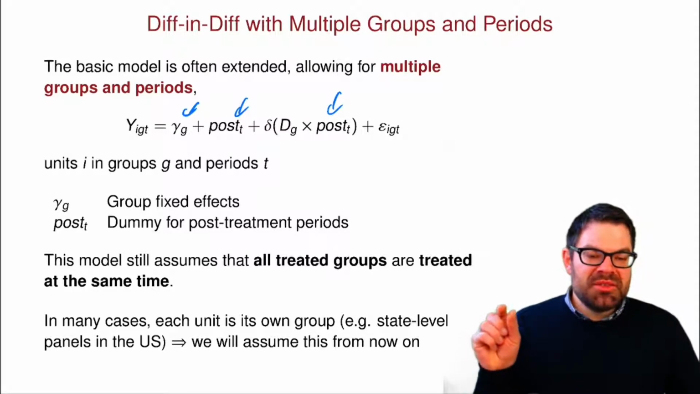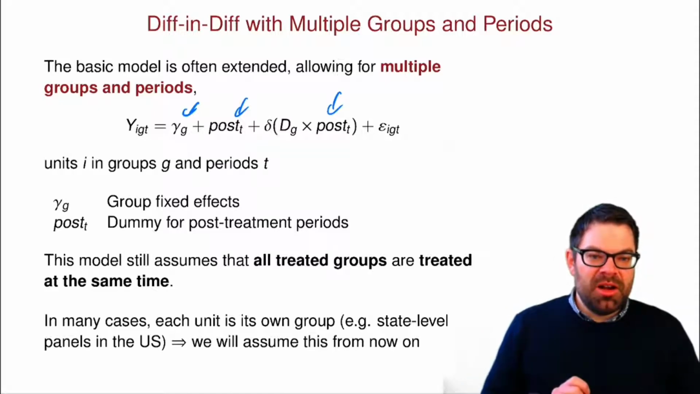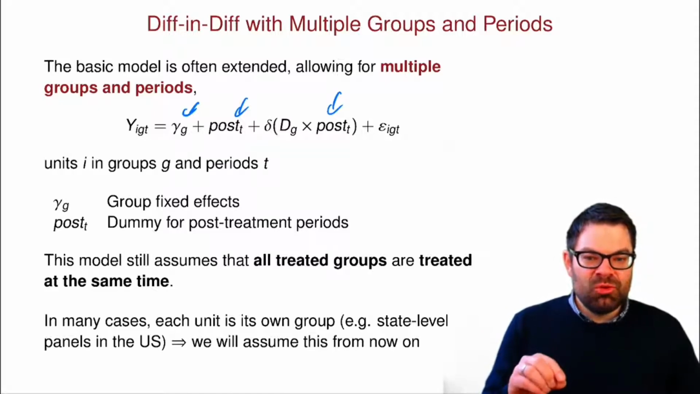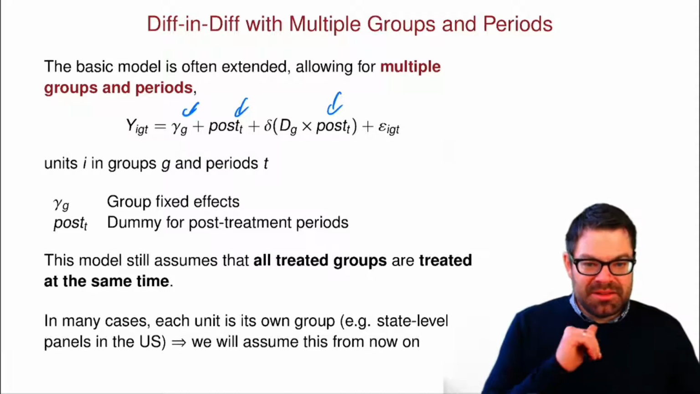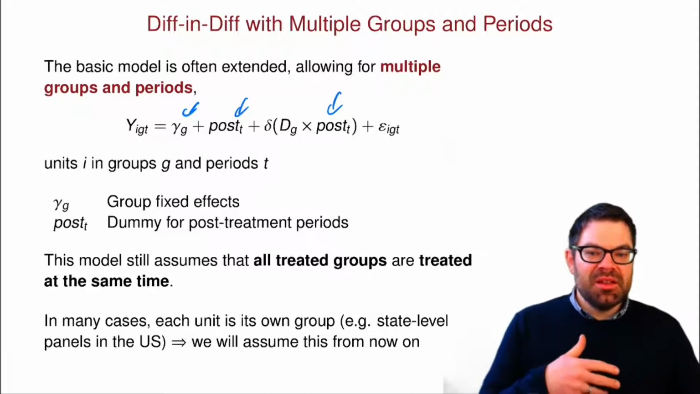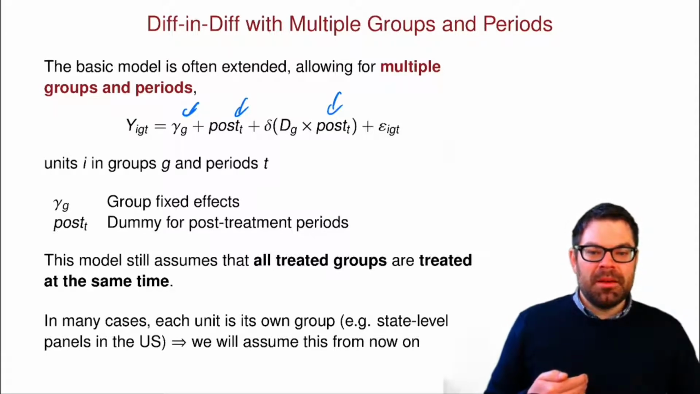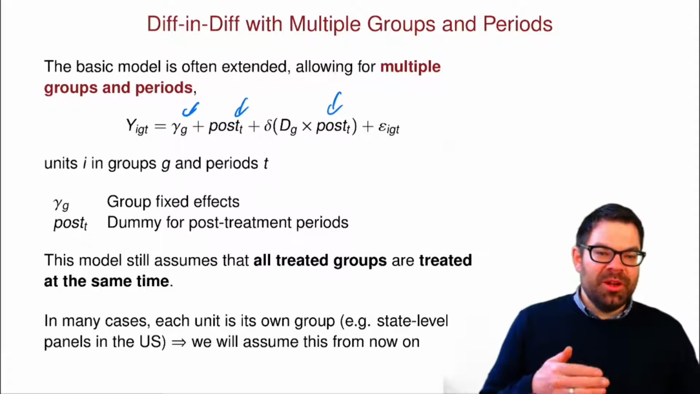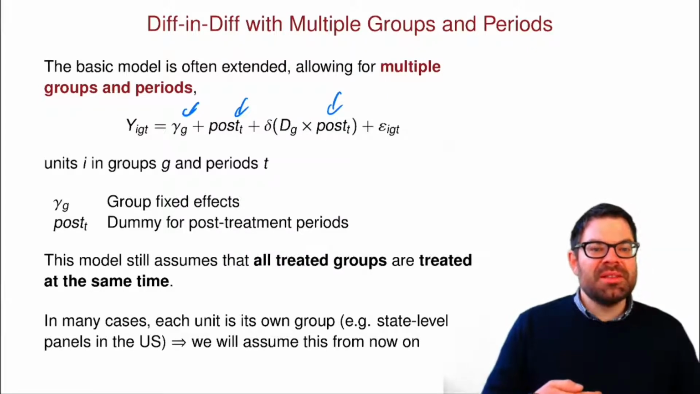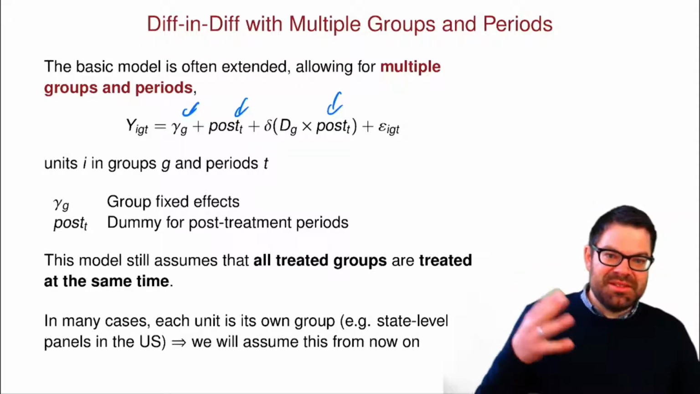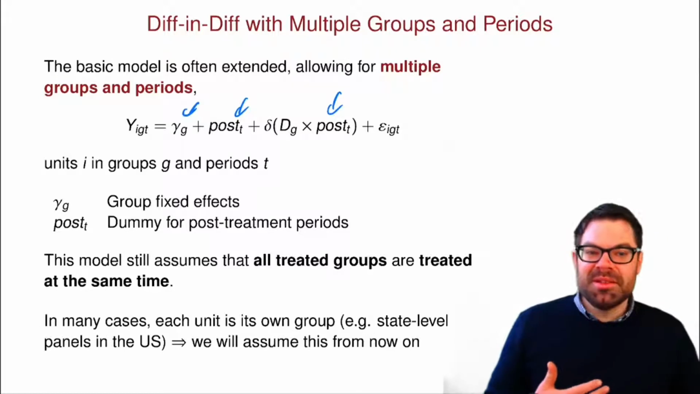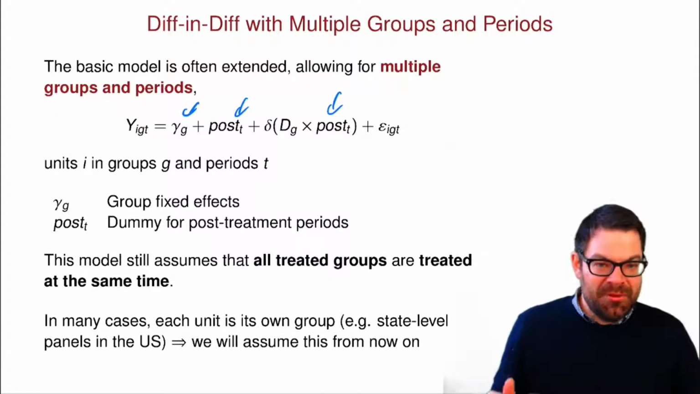Now this model still assumes, at least for the interpretation of delta, that all treated groups are treated at the same time. We can extend the model, and this is what we will do in subsequent slides, to cases where you have a staggered adoption of a policy. Okay, so where you have different units or different groups treated at different times. Some states adopt the policy earlier, some adopt it later, and some states may never adopt the policy.